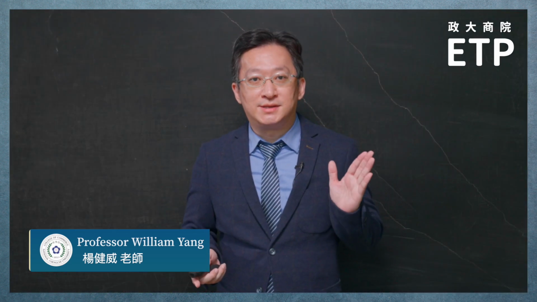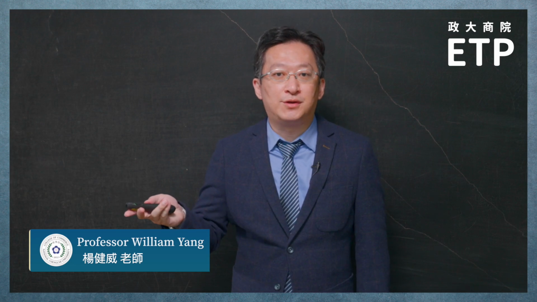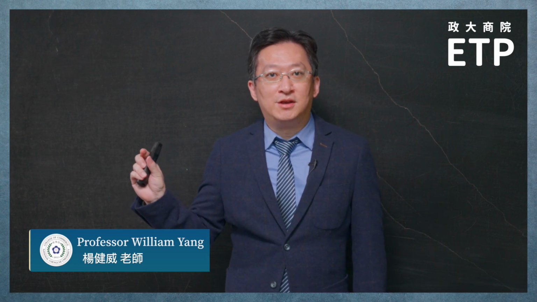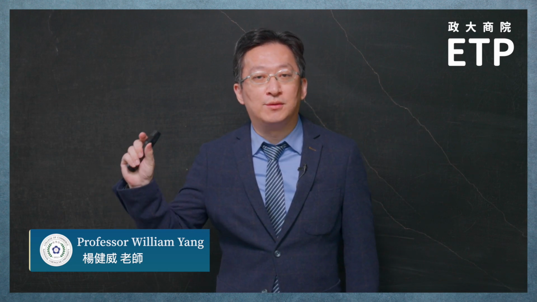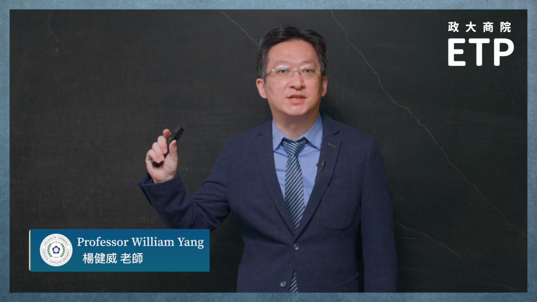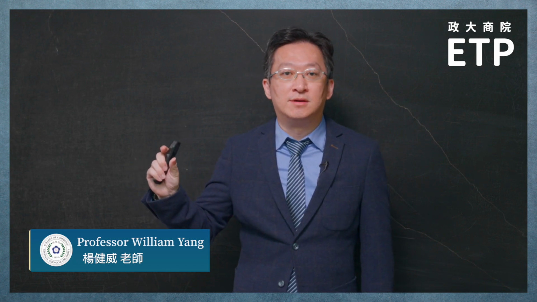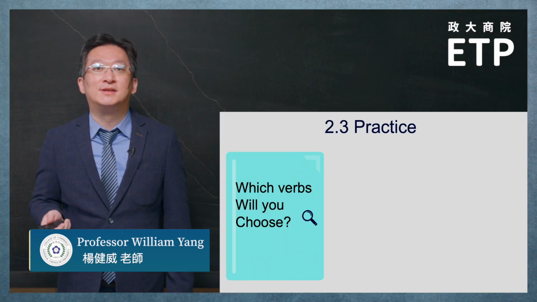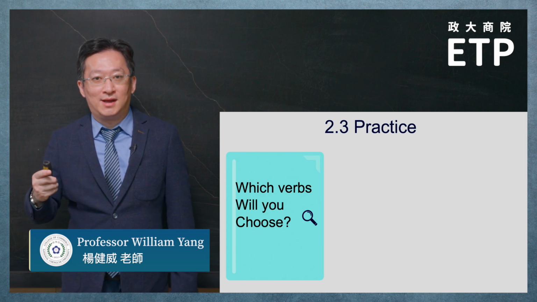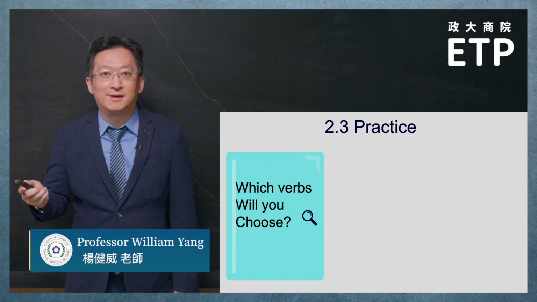Now let's try some little practice. I would like you to take a look at the 2 sentences here. You may want to ask yourself which reporting verbs you will choose. You can try to show the author or the speaker's stance or levels of certainty. Now give yourself about 20 seconds, and we're going to have a look at the answers later.